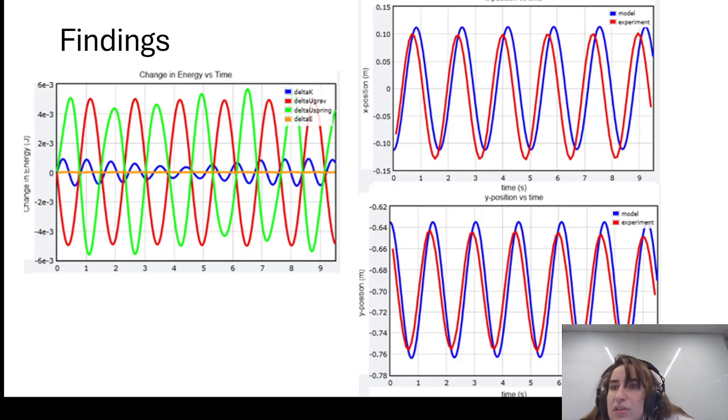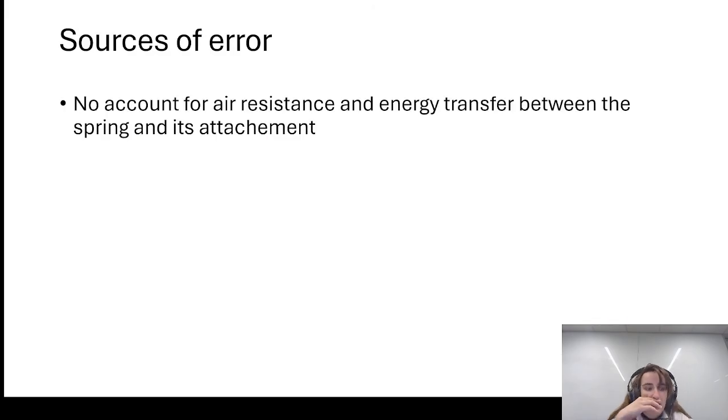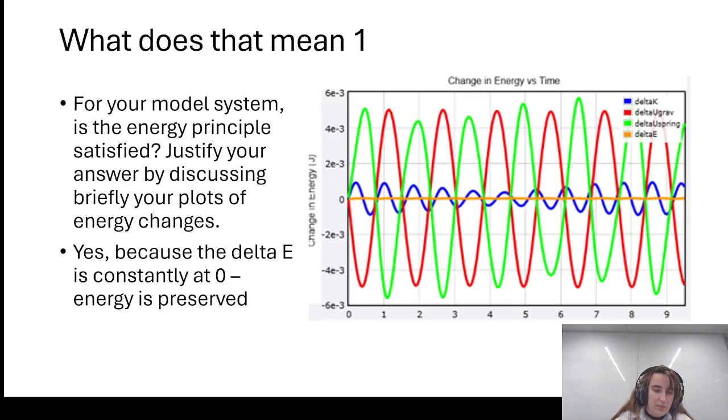As we can see in the y position, the amplitude of the experiment line gets lower over time. So yes, we have energy leaking out, and also of course Tracker. There can be human error in tracking the position in Tracker.